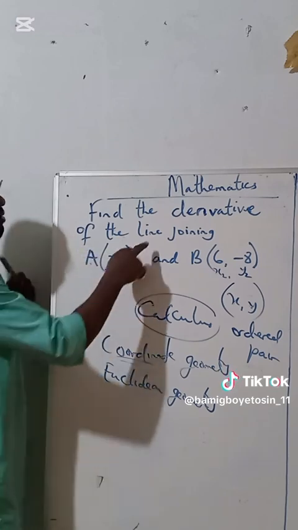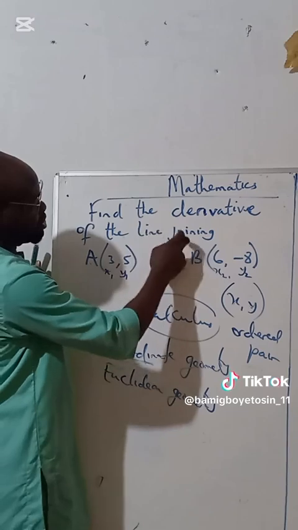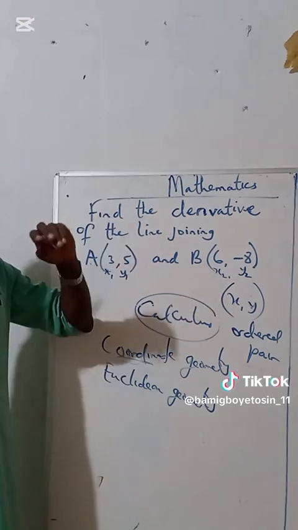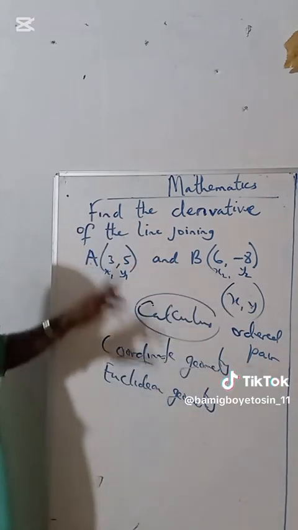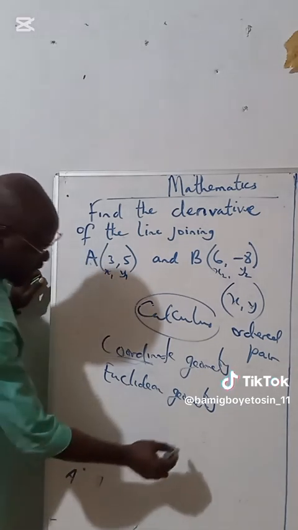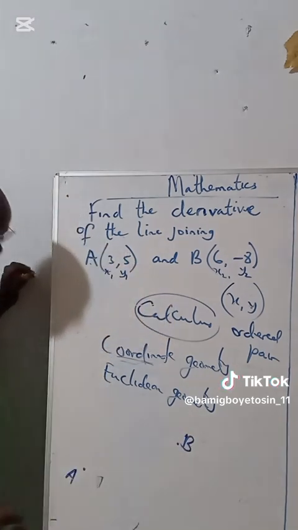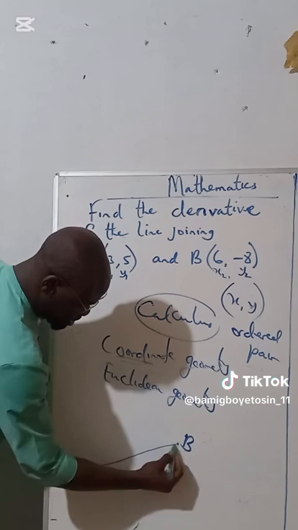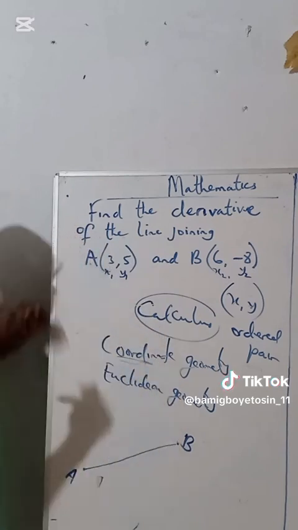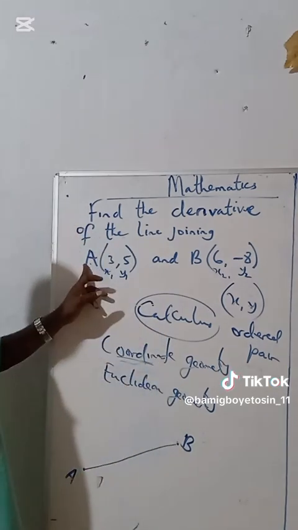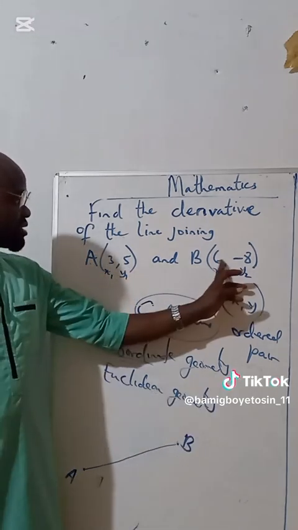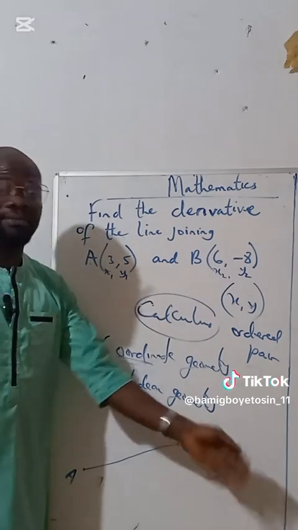You can see that a line is joining these 2 points. The first point is point A, and the second point is point B. So a line is joining it. Let's say we have point A this way, and let's say we have point B this way. By the time we join the 2 points together, it gives us a straight line. So that straight line is the line joining the 2 points. A has coordinates 3 and 5, and B has its own coordinates 6 and minus 8.